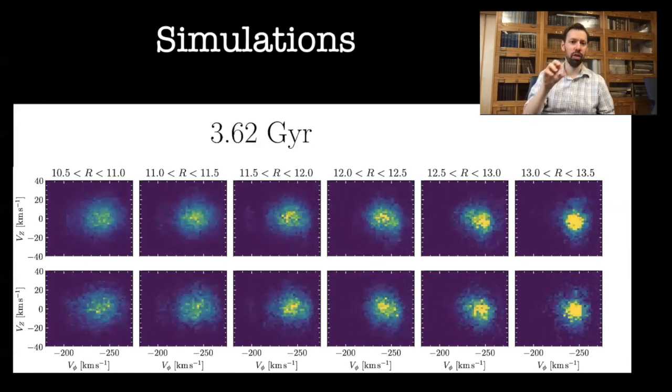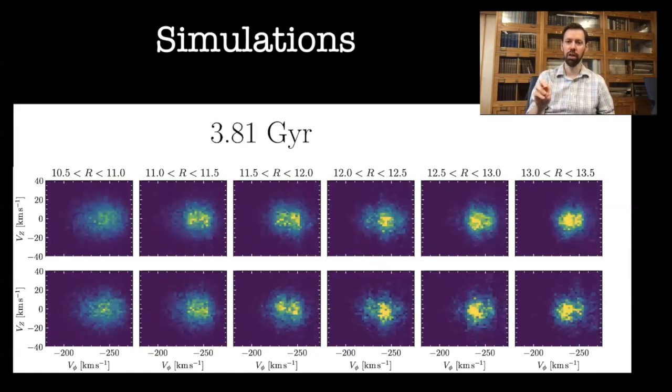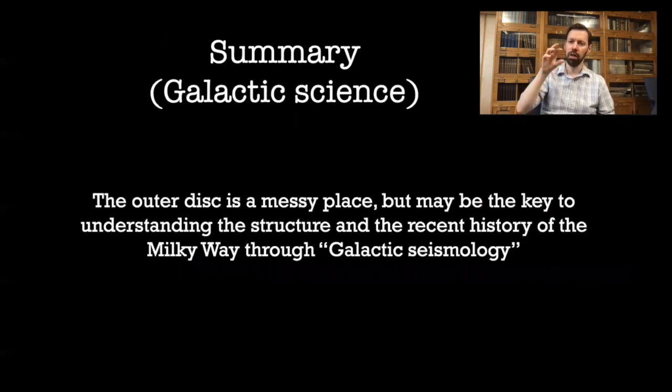It is the details of how exactly we produce that sort of effect which make this, I think, so exciting for future study. Because one of my summary points here is that, yes, the outer disk is a messy place, but the dynamics there are relatively straightforward. It's not terribly strong self-gravity. So I think that studying this region and understanding what's going on there may be key to understanding the structure and indeed recent history of the Milky Way through what has started to be called galactic seismology.